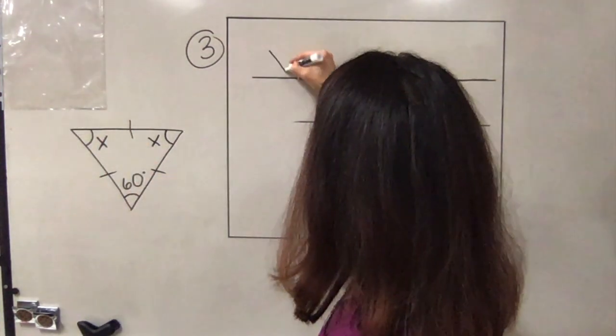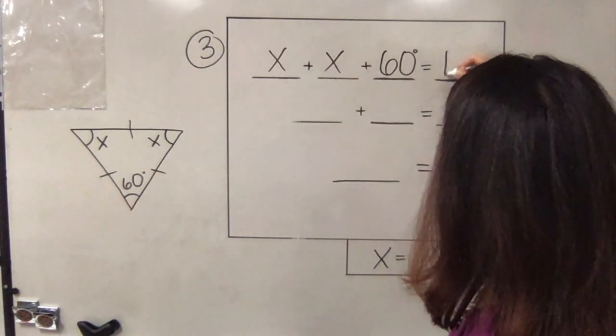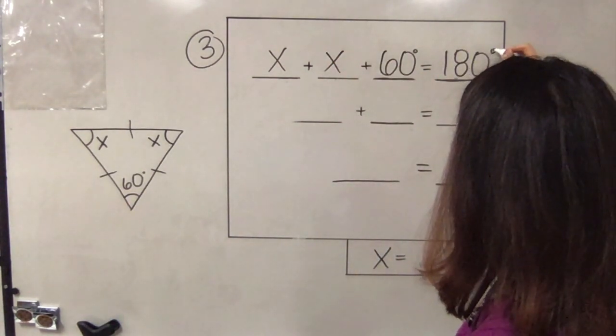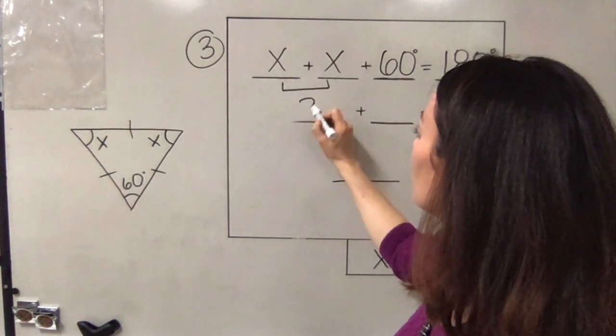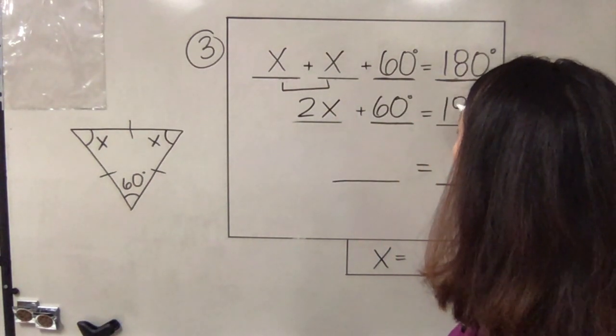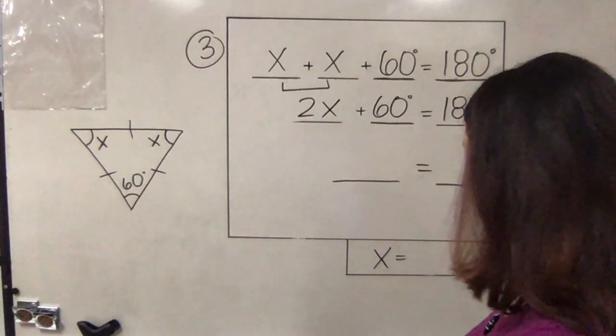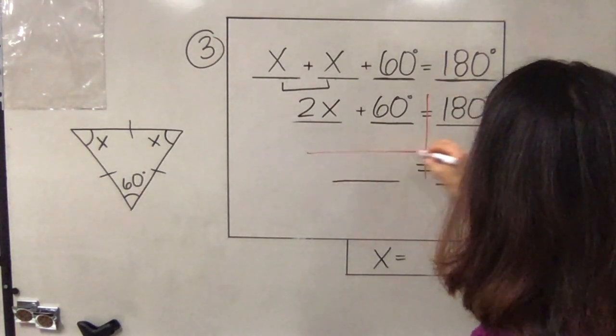So let's set it up. We have x plus x plus 60 degrees equals 180 degrees. Awesome. So let's combine like terms. What's x plus x? It's 2x plus 60 degrees equals 180 degrees. Awesome. What do you do next? Make a T to separate both sides of the equation. That's why we do that.